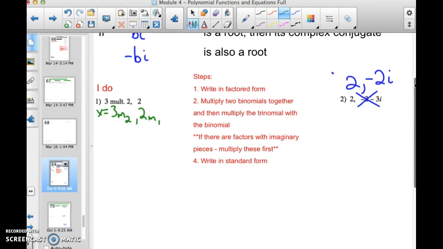So in solution format or root format, the first step in order to find the actual polynomial in standard form is to write it in factored form. So if I take step 1, I'm going to write it in factored form.